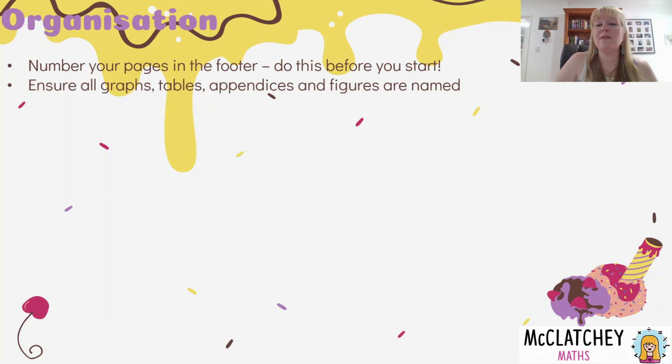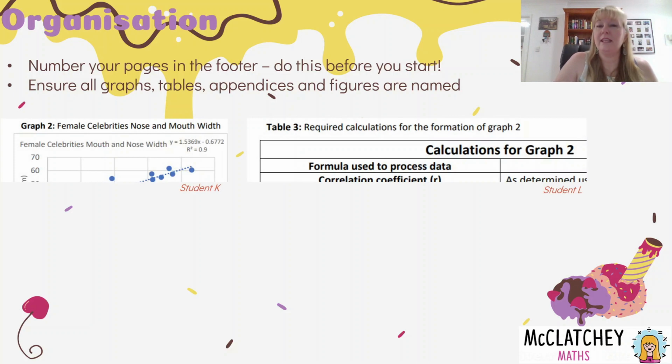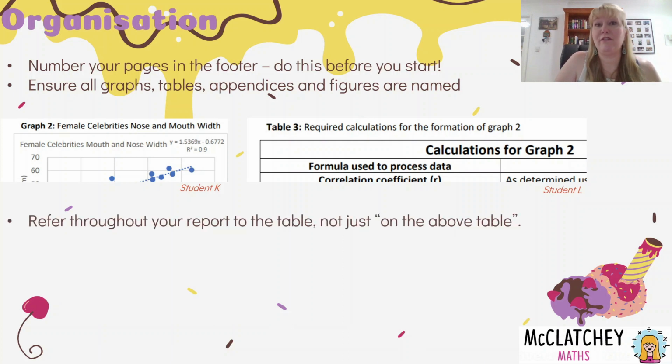Make sure all of your graphs, tables, appendices, and figures are all named as well. Figure 1, graph 1. Here's some examples here. We've got graph 2 and table 3. So when you do that though, it's really important that you actually just refer then back to that information. So rather than saying as shown in the above table, you could say as shown in table 3.